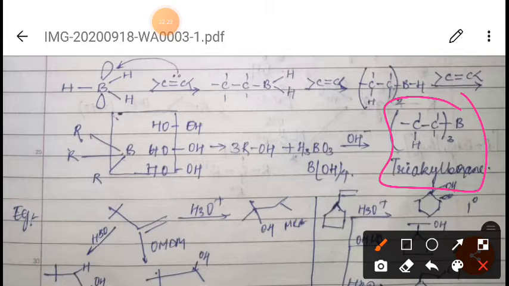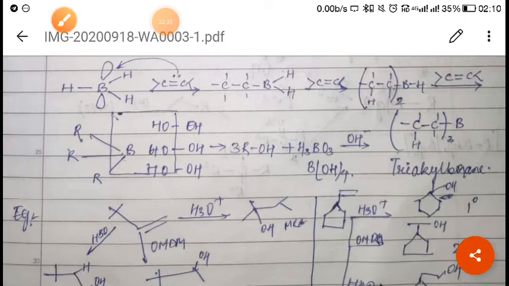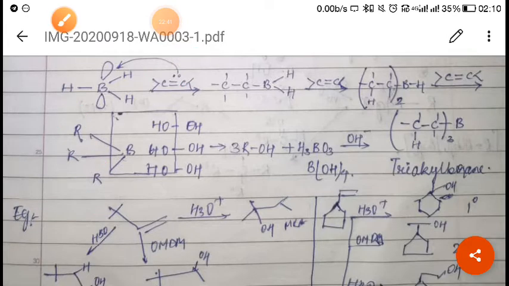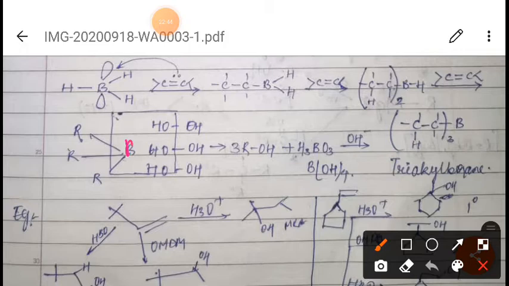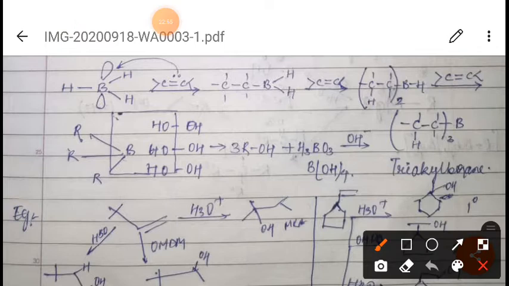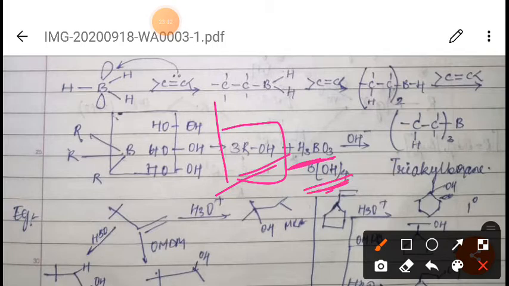So one more thing we can say here: if we are taking R in place of the alkene, at that time what will happen? As you can see, at that time, taking R in place of B, H, OH, this will react with this, and it will form this one. 3 ROH, alcohol, will form here, H3BO3 will come out, and B(OH)4 will come out from this reaction.